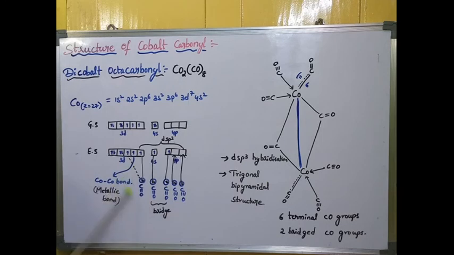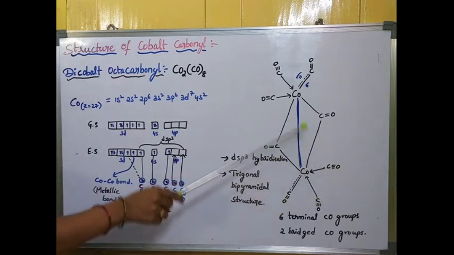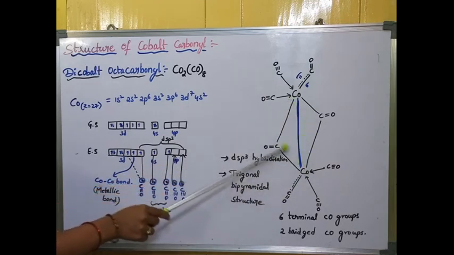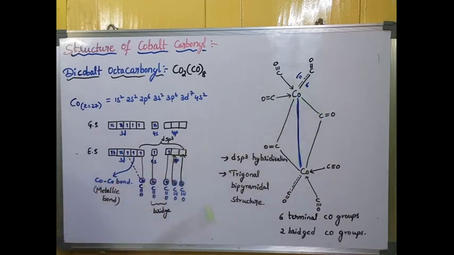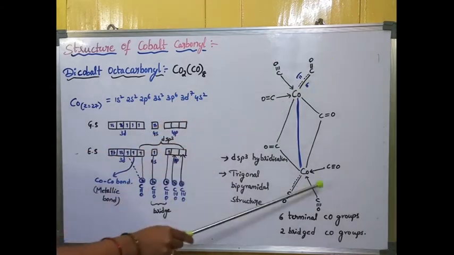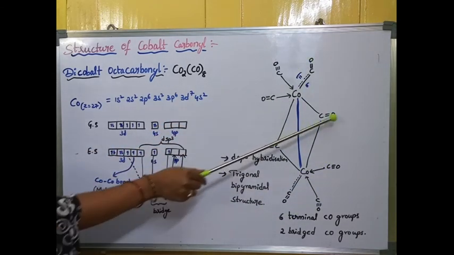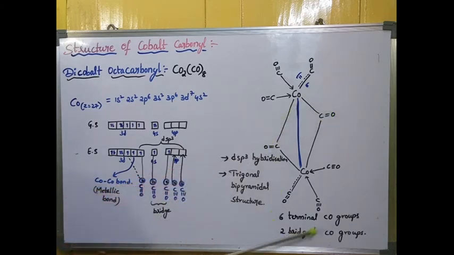So it forms two trigonal bipyramidals. These two trigonal bipyramidals are attached through a bridge between two CO groups. You can observe 6 terminal CO groups, which are present at the edge. These three are called terminal CO groups, and the two present in between are called bridged CO groups. So 2 bridged CO groups and 6 terminal CO groups. This is about the structure of dicobalt octacarbonyl.